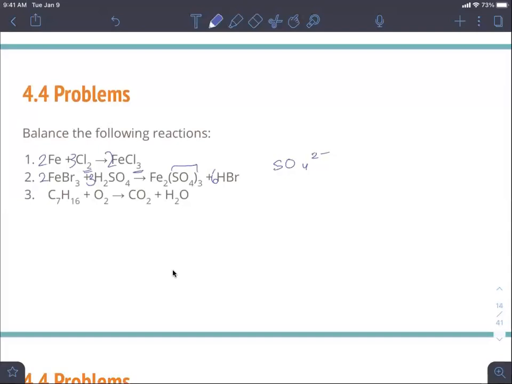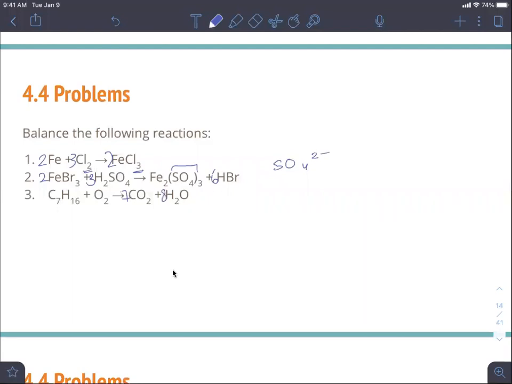And the last one is a combustion reaction. Here you can go to the carbons. It needs 7 carbons on the product side, so you would put a 7 here. And then you can see that there are actually 16 hydrogens. Because of that, you would need to put an 8 in front of the water to get 16 hydrogens on the product side.